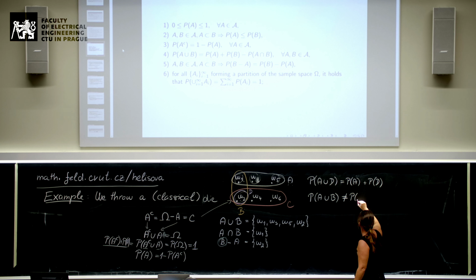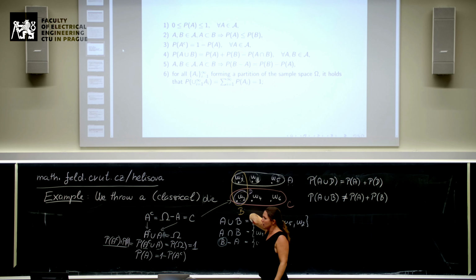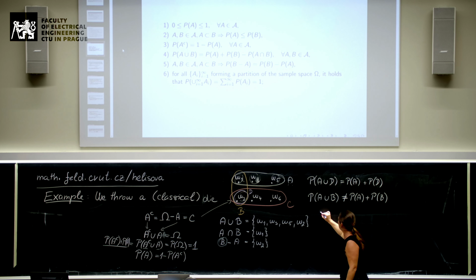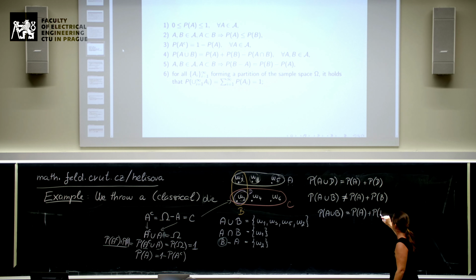But when we want to calculate the probability of, let's say, the union of A and B, we cannot calculate it as the probability of A plus the probability of B, because in this case we would take the probability of all events of the event A, and when we add the probabilities of all elementary events from the event B, we would add the probability of the event omega 1 once more. So the way to calculate the probability of the union of sets which are not disjoint is very easy. We can calculate the sum of probabilities of events A and B, but we must subtract the probability of the events whose probabilities would be calculated twice.